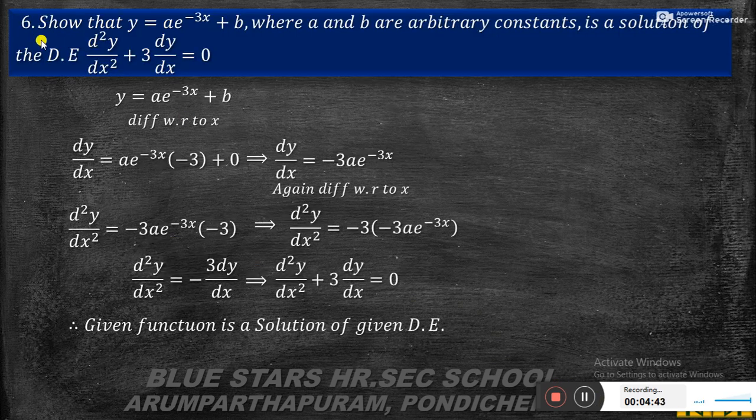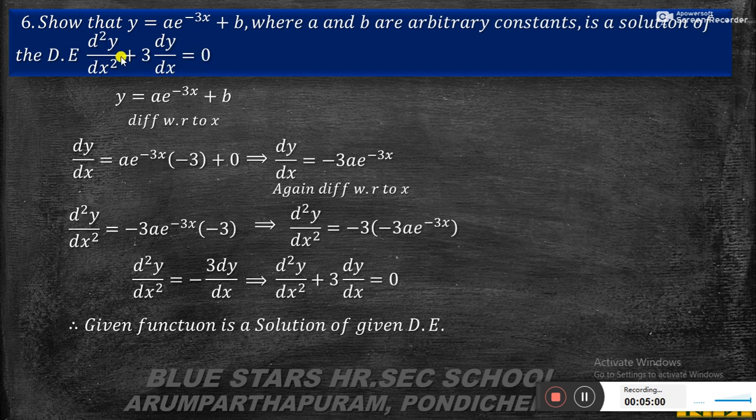So see the sixth problem. Now we discuss the sixth problem. Show that y equal to a e power minus 3x plus b, where a and b are arbitrary constants, is a solution of the differential equation d square y by dx square plus 3 into dy by dx equal to 0.